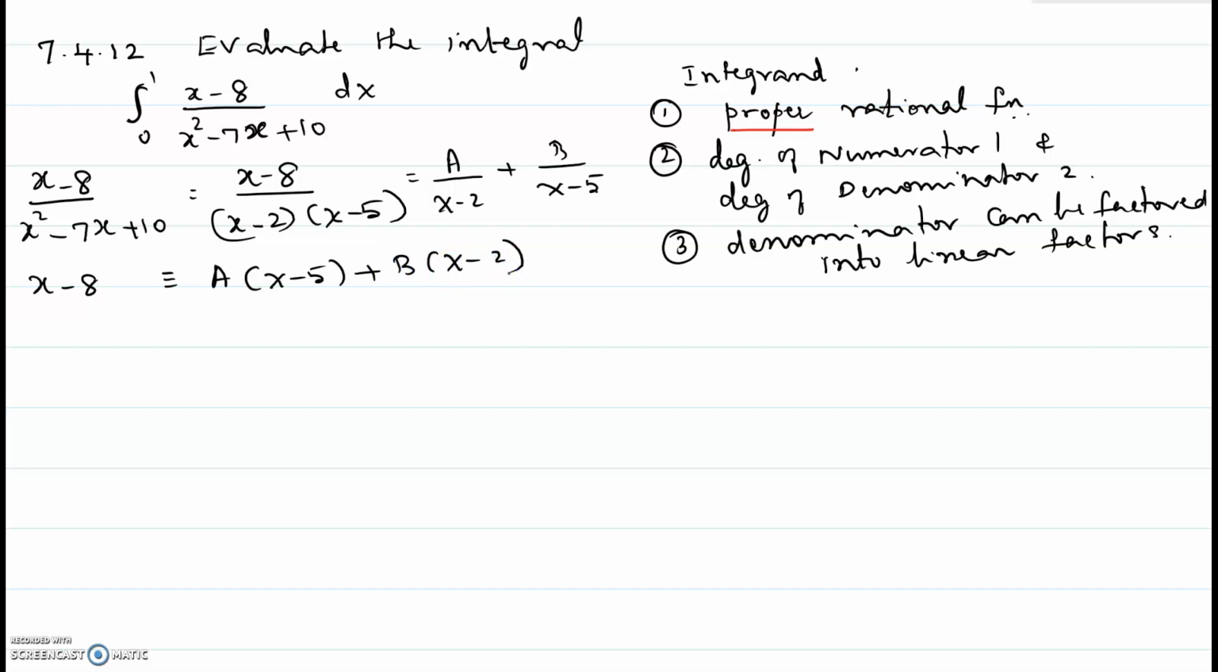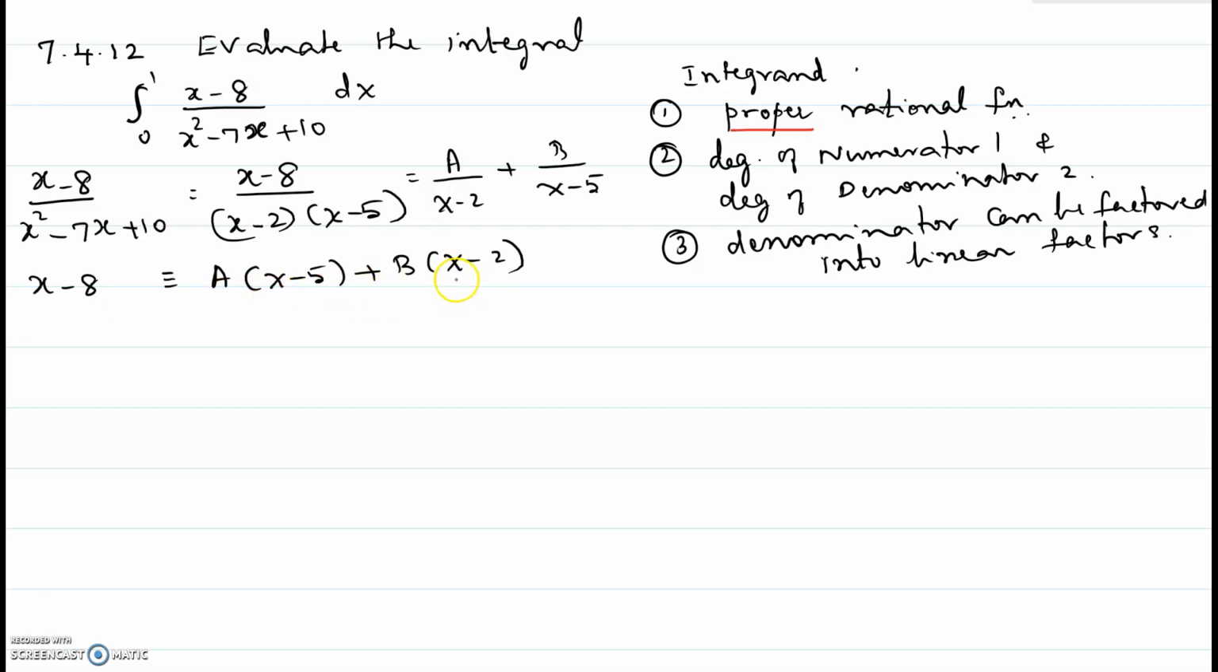We can get the constants A and B in several ways, by just plugging in values for x and then equating the two sides and getting the constants A and B. Or we can compare the coefficients on both sides and then find the constants A and B. So I'm going to eliminate one unknown at a time by plugging in values.